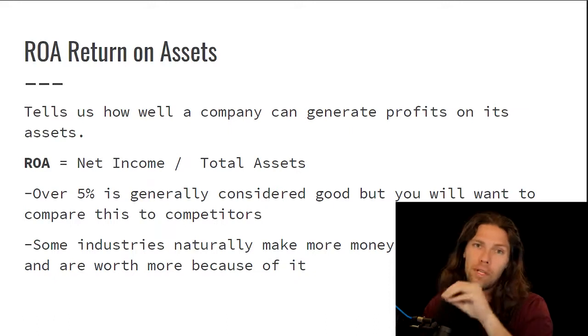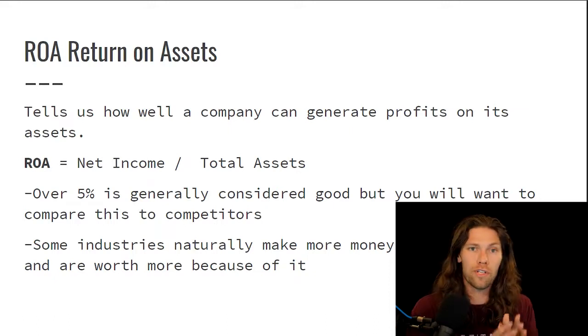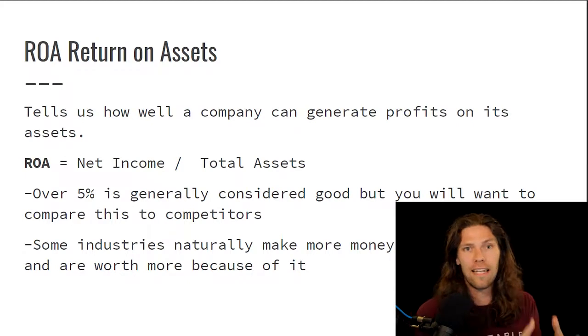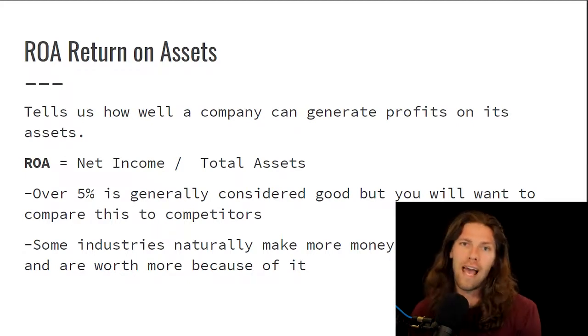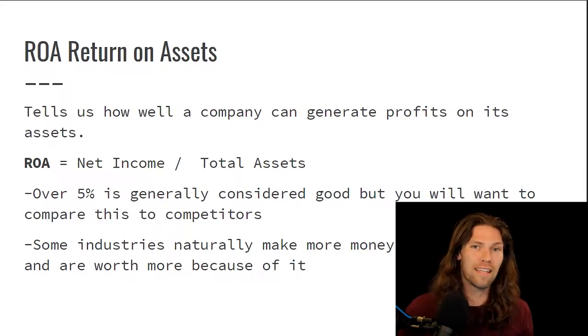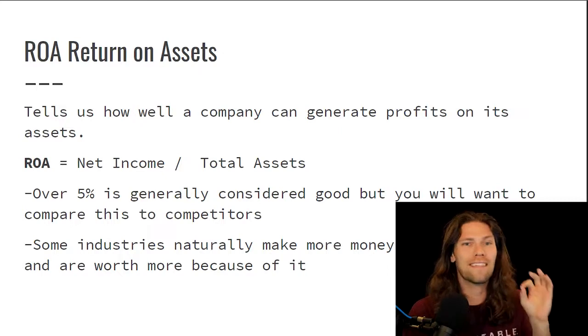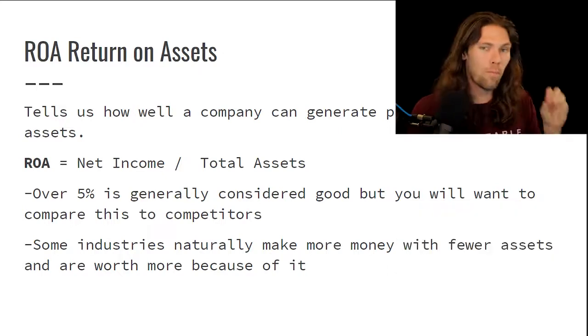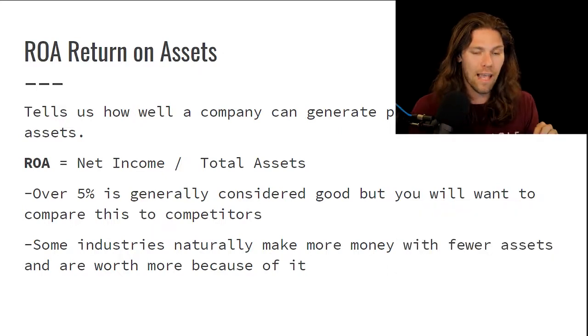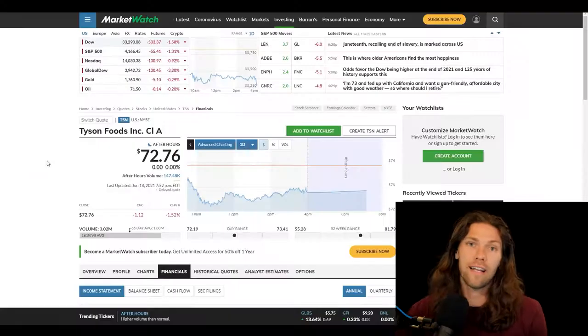This one is extremely important in my opinion. So the return on assets ratio is calculated by taking the net income divided by the total assets. Now over 5% is generally considered good, but again, you're going to compare this to competitors. Also, it's important to note that some industries naturally make more money with fewer assets and are worth more because of it. Now let's find how we can calculate this.